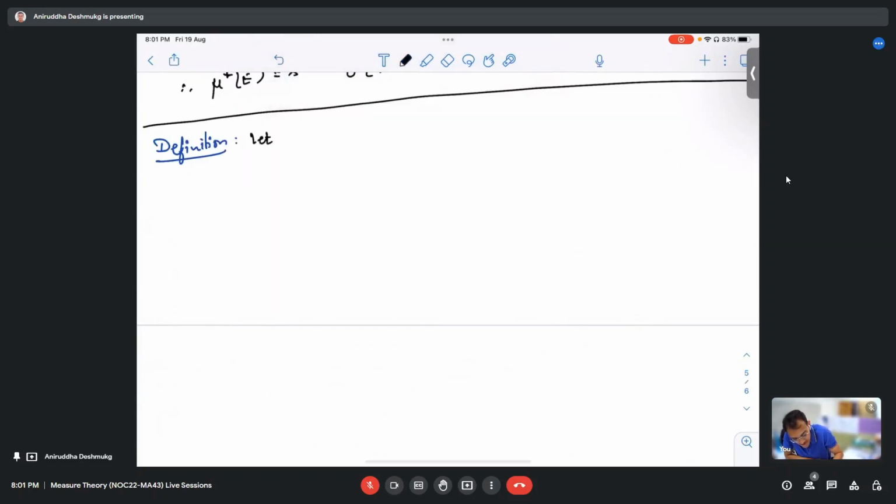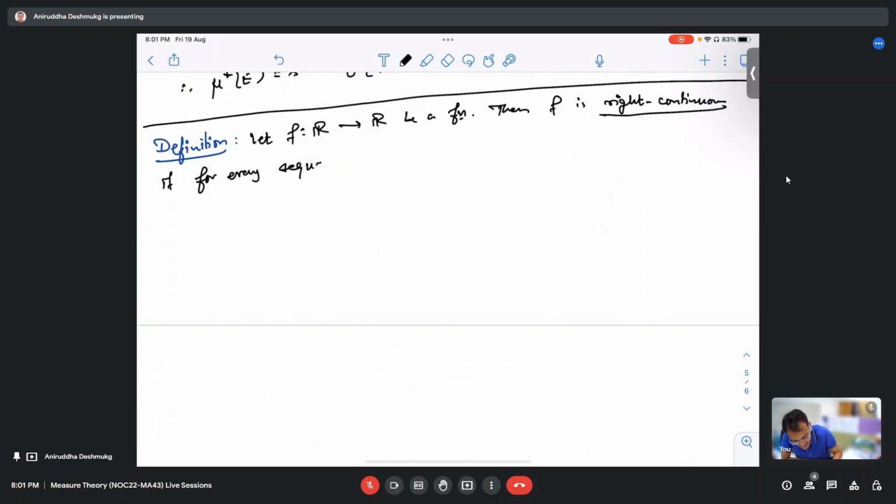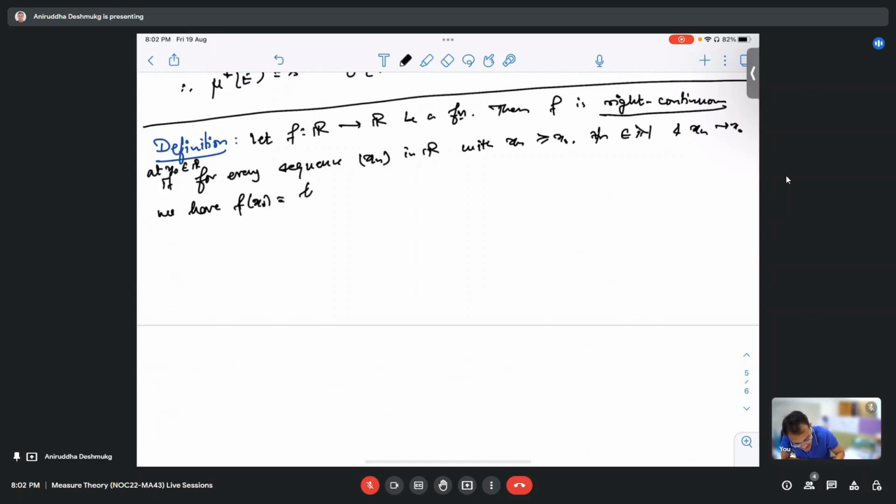So let f from R to R be a function, then f is right continuous, and similarly one can define left continuous, if for every sequence xn in R with the property xn bigger than or equal to x naught for every n, and xn converges to x naught, we have, sorry, right continuous at x naught, I mean, at x naught in R. If this happens, we have f of x naught is equal to the limit of f of xn.